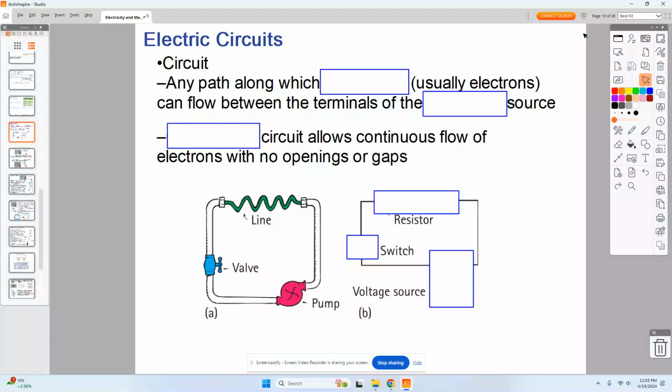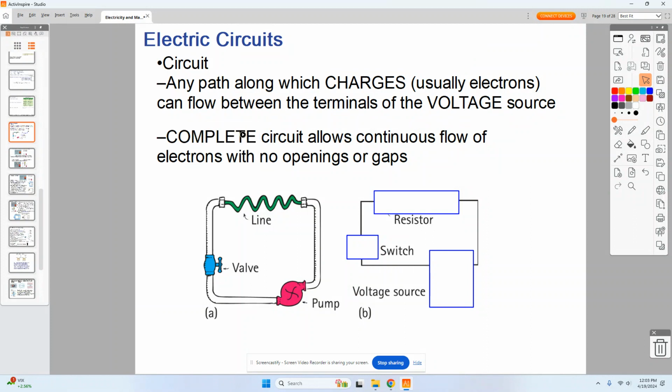Electric circuits: any path along which charges will flow, and that's usually the electrons. It comes from the voltage source. That voltage source is from the battery. The electrons are part of our wires, and then the voltage sort of drives those things through it. We need to have a complete circuit. A complete circuit is required for charges to flow. So if there's any gaps, the charge will not flow between the batteries, the supply terminals.